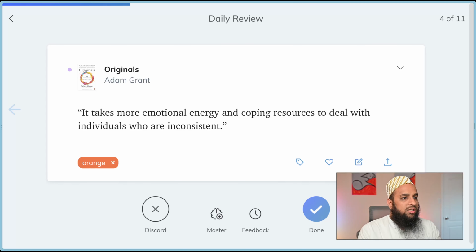Originals: it takes more emotional energy and coping resources to deal with individuals who are inconsistent. Yeah, I mean, we get that. The author here is talking about individuals who essentially don't do what they say they do. And we all have friends like that, or of course, we behave that way sometimes. It's not like it's completely others who do this. We do this sometimes as well. And the point here is that it takes a lot of emotional energy. If somebody says that they will be meeting you at a particular time and they don't, it takes a lot of coping resources to deal with that fact. Sometimes you get used to somebody being late, and then you start adjusting your time. Like, my friend is always late, so you'll start arriving 20 minutes late, or 2 hours late, depending on who your friends are. So again, the point is that it takes that energy to deal with people like these.